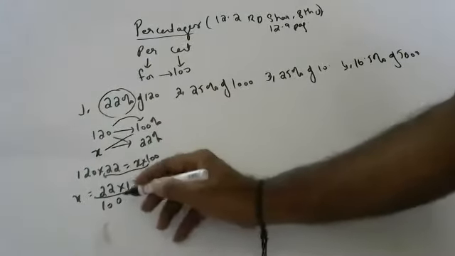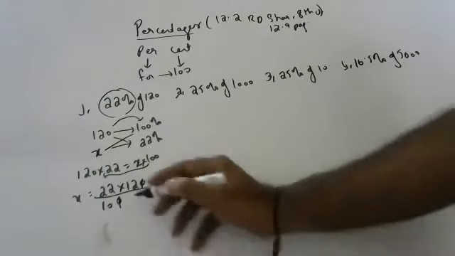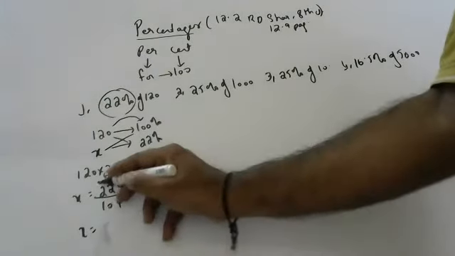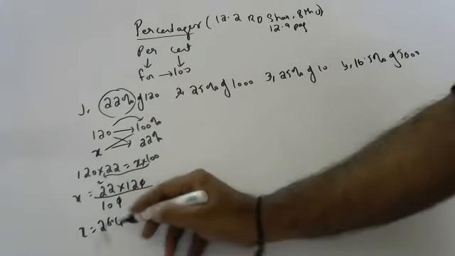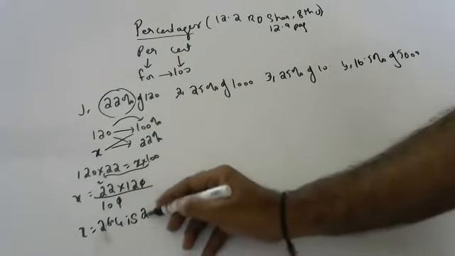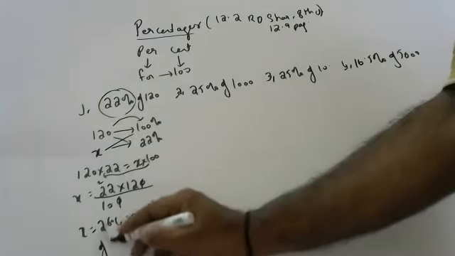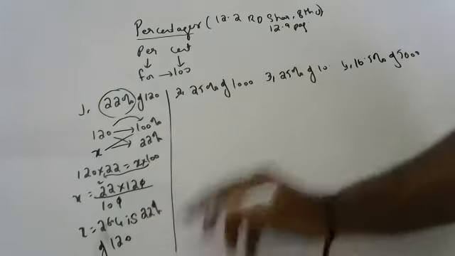This 0 is gone, try to understand. So 12 twos are 24, 12 twos are 24, 264 by 10, 26.4 is 22% of 120. Like this you should understand.